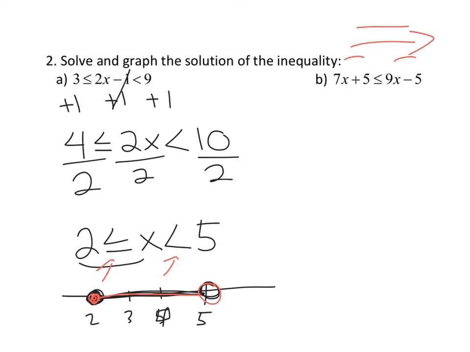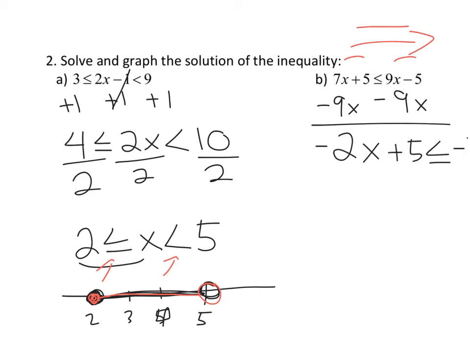Here's what I'm going to do. I'm going to put my x's on my left. These 9x's are on the wrong side, so let's move those over. Let's subtract 9x's from both sides. So 7x minus 9x is negative 2x plus 5 is less than or equal to negative 5. Notice I did not change the direction of my inequality because I was doing addition and subtraction. With addition and subtraction, you just leave your inequality sign the way it is. It's only when you're multiplying or dividing by a negative that you want to flip the inequality sign.